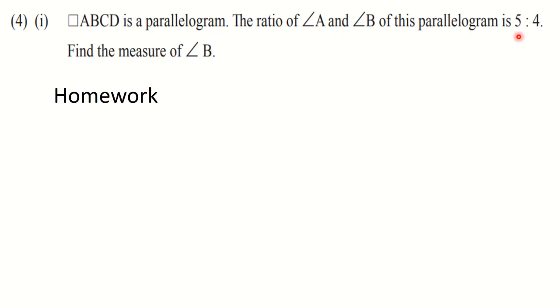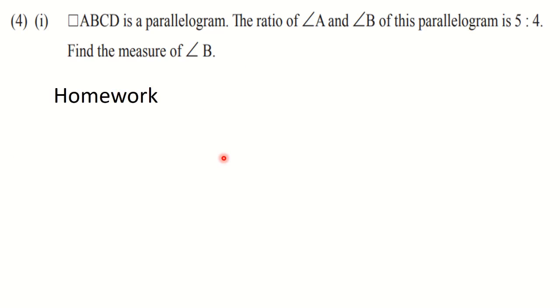So you know their ratio, so you can take the common multiple as x, and you can write angle A as 5x and angle B as 4x. Then since they are supplementary, their sum is how much? 180. So you can write 5x plus 4x is equal to 180. From that you can get the value of x, and then you can get the value of angle B. Okay, so you can solve this as homework.